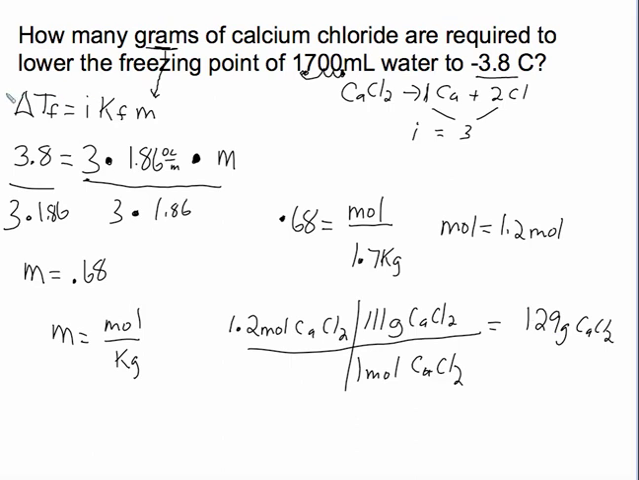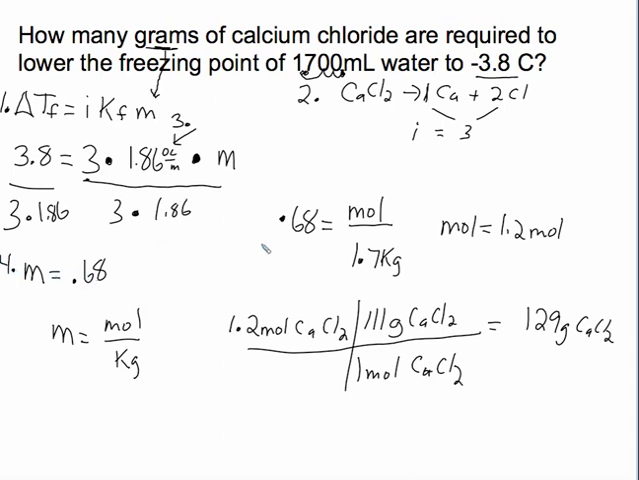Let's review. Step 1, write down the formula. Step 2, substitute in your change in temperature, which is 3.8 in this case, and find the i, the van't Hoff factor, by writing the dissociation equation. Step 3, you need to plug in the freezing point depression constant, right here. The 4th thing you want to do is solve for little m.